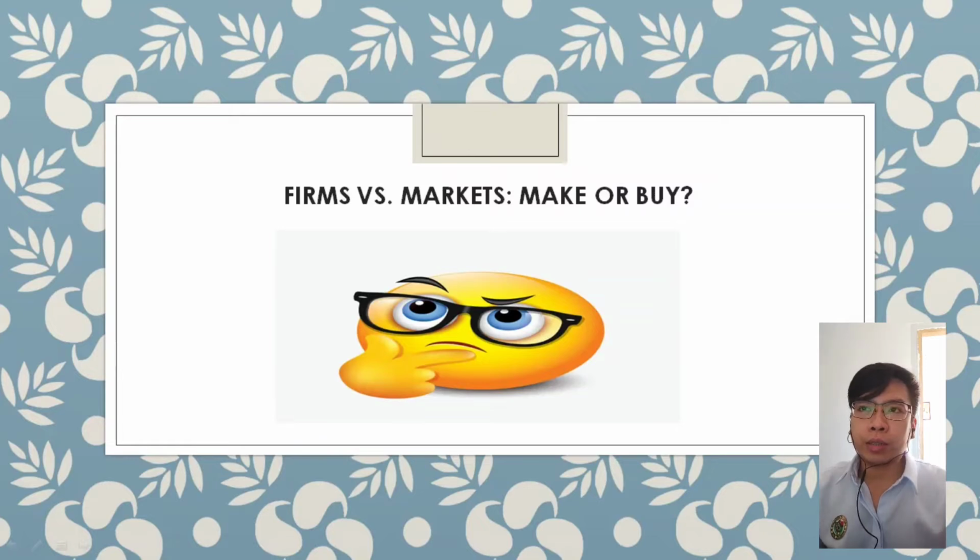Firms versus markets, make or buy. Transaction cost economics allow us to explain which activities a firm should pursue in-house, or make, versus which goods and services to obtain externally, or buy. This decision helps determine the boundaries of the firm. In some cases, costs of using the market, such as search cost, negotiating and drafting contracts, monitoring work, and enforcing contracts when necessary, may be higher than integrating the activity within the single firm and coordinating it through an organizational hierarchy.